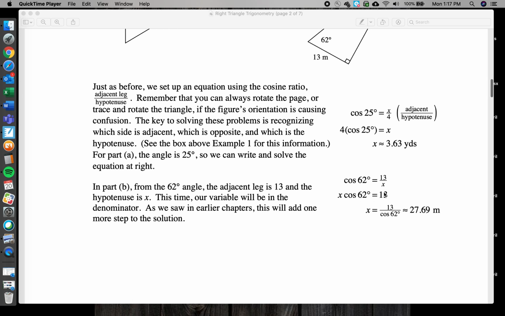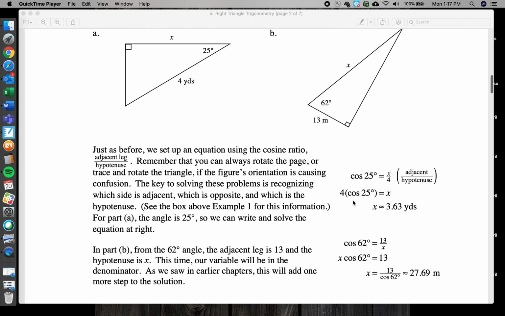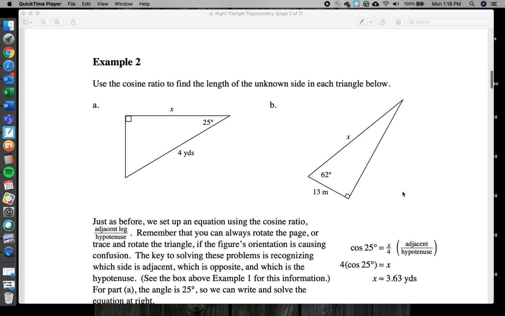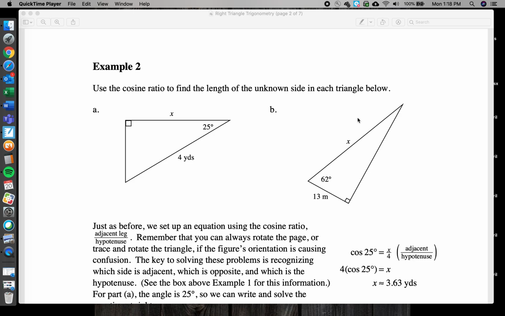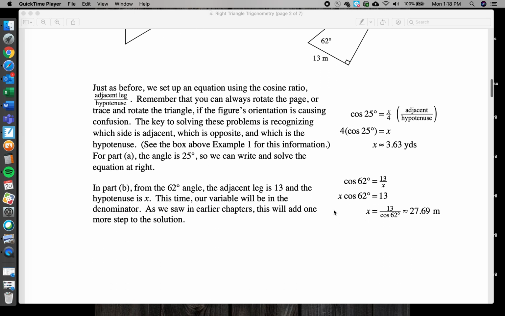Same idea here. The only thing I want to point out on the second example is that x is in the denominator, so we actually had to do 2 steps. Multiply both sides by x. But x is not by itself at that point, so then we have to divide by the cosine of 62 in order to get our final answer. Just be aware of that. The first thing is just setting up the equation and figuring out which one to use, and that will always come based on which parts you're using in the problem.